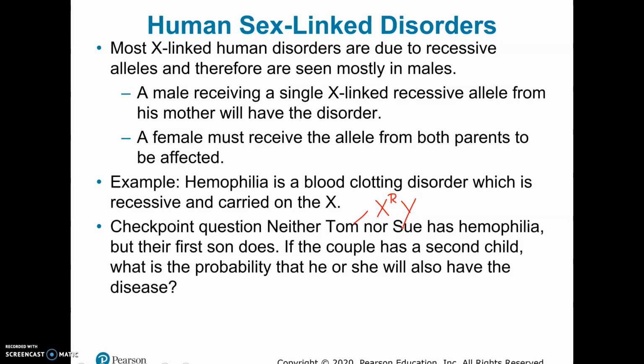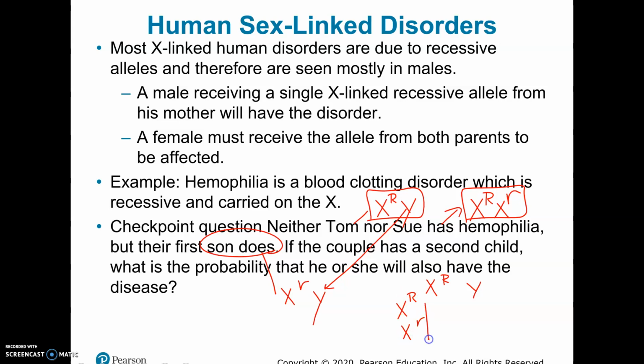Now, Sue does not have hemophilia either, but if they had a son with hemophilia, so their son is this. Well, we know that the son got the Y from dad, which means he had to get his X with the hemophilia from mom. So she does not have hemophilia, but she must be a carrier of hemophilia. And so now we know what the parents are. So this is Tom, this is Sue, and then you could figure out the probability of having more children with hemophilia. You could do this cross. X big R Y, X big R, X little r.